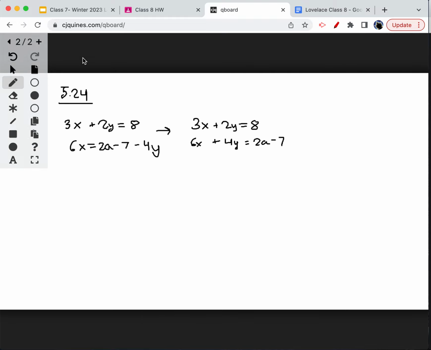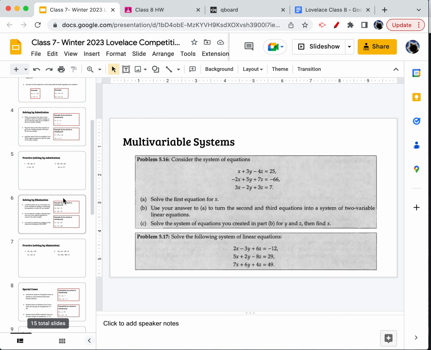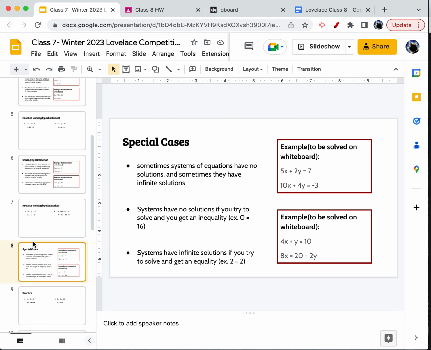So as a reminder, let's just go over our criteria for when we have either infinite or no solutions. So if something has infinite solutions, then when we try to solve the systems, we just arrive at an equality, which would be, for example, 2 is equal to 2. But if it has no solutions, then we'd arrive at an inequality. For example, 0 is equal to 16.